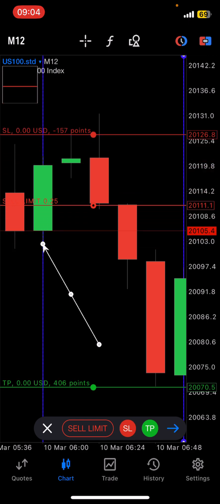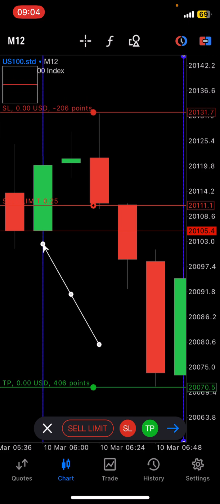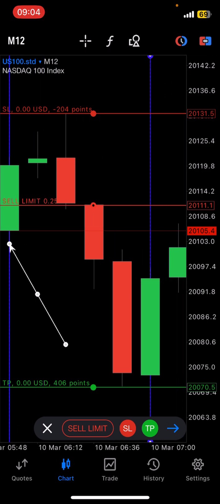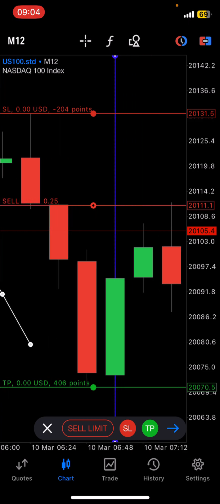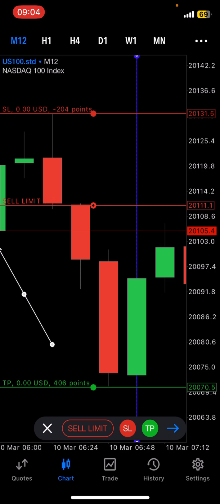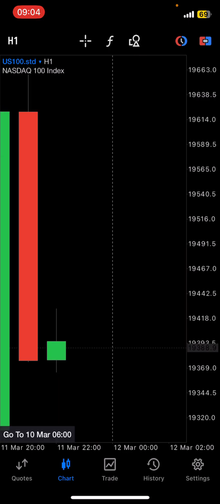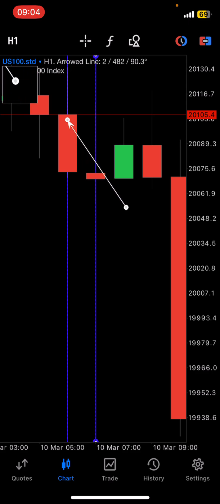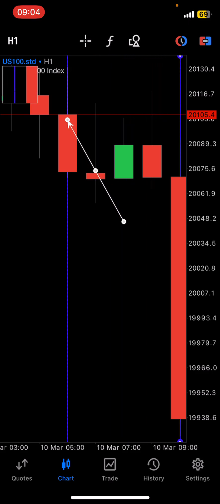Where is the stop loss? There. That's 200 points for 400 points. And that's a winning trade. So we're cool. Let's go. Our next trade. Where is our next trade? Our next trade is this one.